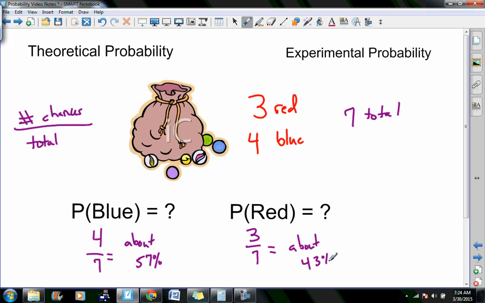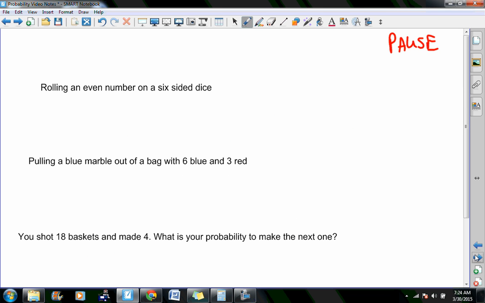So that's simple probability. Now this is definitely theoretical probability. If we actually took a bag of marbles and we started pulling them out, it's very unlikely that we would actually hit these percentages exactly. We'd be a little bit off in either direction. Okay? So I want you to try some of these simple probabilities and see how you do, and then I'll go through them.